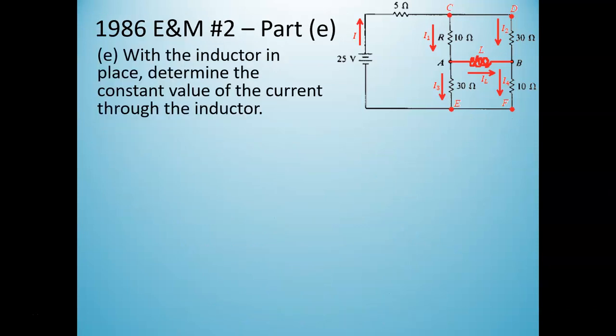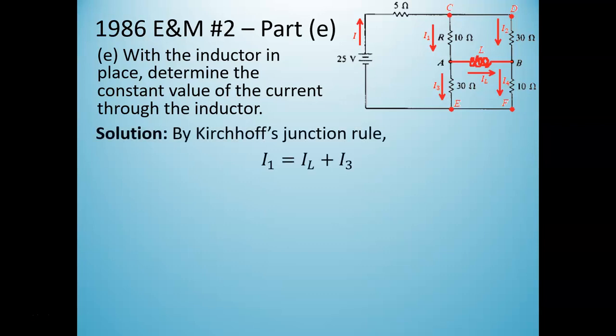Now, for part E, what is the constant value of the current through the inductor? Well, we have a junction rule here. The current through the inductor is equal to I1 minus I3. In other words, I1 is equal to IL plus I3. That's the sum of the currents into junction A is equal to the sum of the currents out of junction A, is really how I should have started that step.